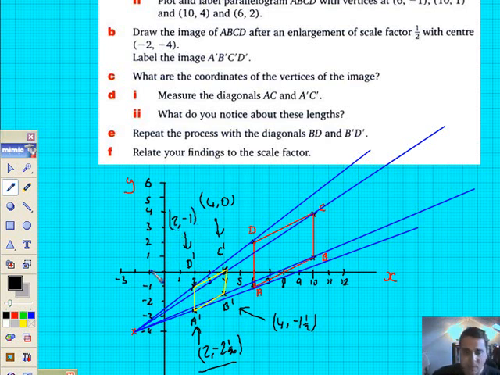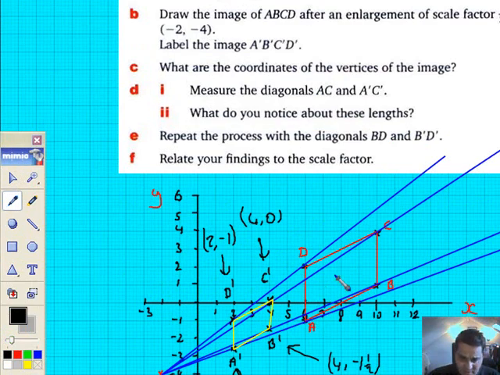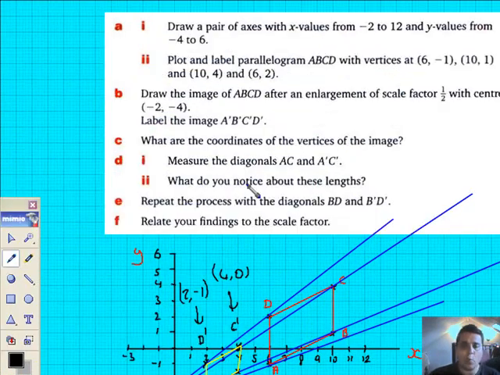Alright, so that's my calculations and my working done, I think. Yeah, I'm going to stick with that. That's what I make it. So now it tells me to do something quite impossible on a grid like this. It says measure the diagonals AC. So I'm supposed to measure from there to there and measure the diagonal A dash C dash across there. Well, I really can't do that. What do you notice about the lengths?